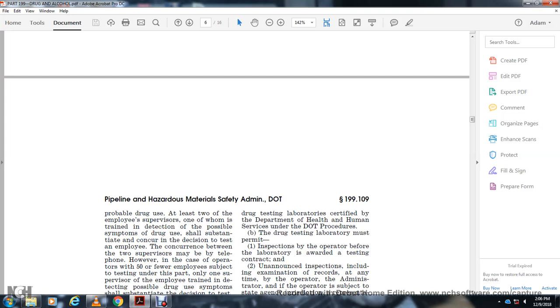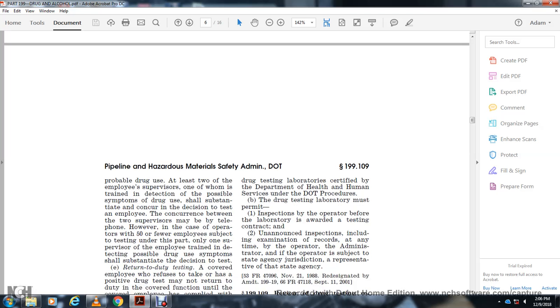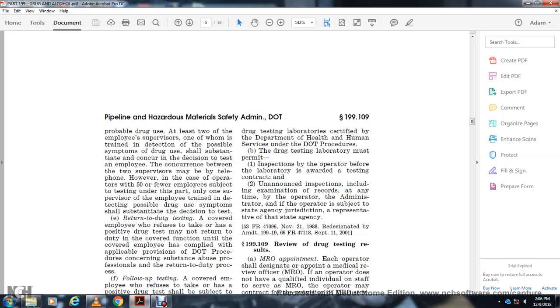The concurrence between the two supervisors may be made by telephone. However, in the case of an operator with 50 or fewer employees subject to testing under this subpart, only one of the supervisors, who is trained in detecting possible drug use symptoms, is needed to substantiate the decision to test.